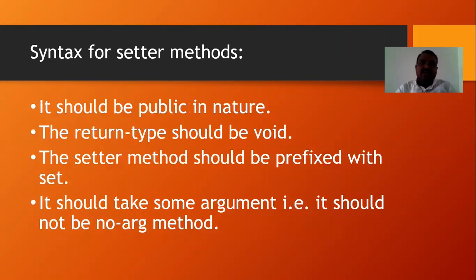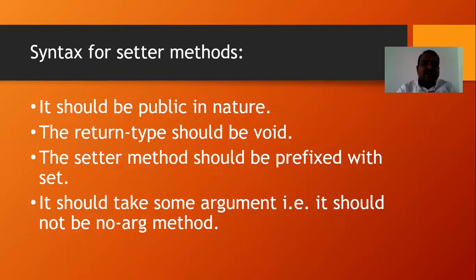Now we'll see what the syntax of a setter method is. A setter method should be public in nature. The return type should be void, and the setter method should be prefixed with the word set, and it should take some argument. It means it should not be a no-argument method. We need to pass at least one argument into this method when we call it a setter method.